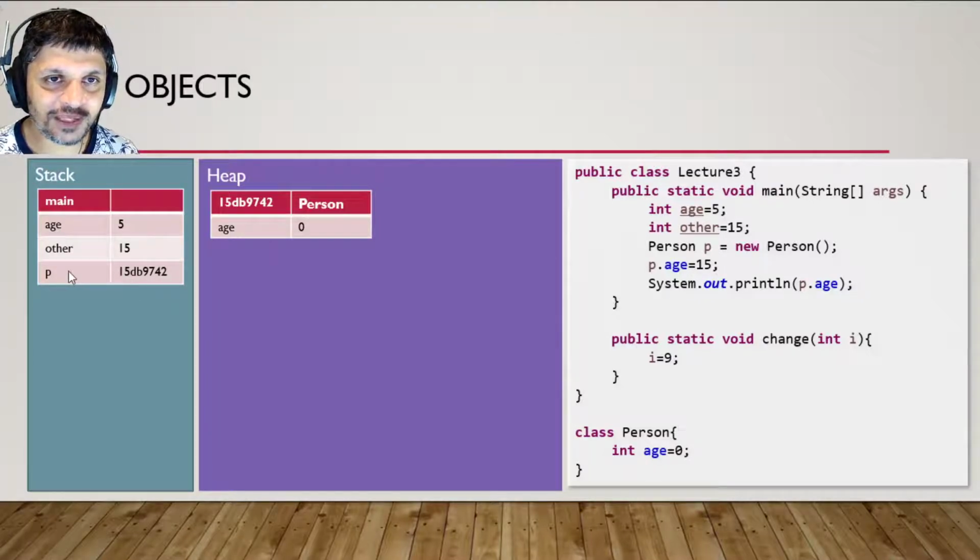So you can see that p is fundamentally a reference or a pointer to this Person object. Okay, so when I create objects, it's important that the objects are not actually stored in the stack. They're stored in the heap, and the stack frame just has a pointer to the object.